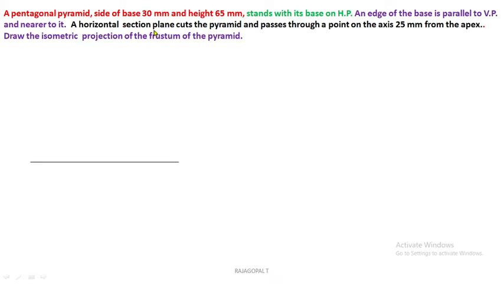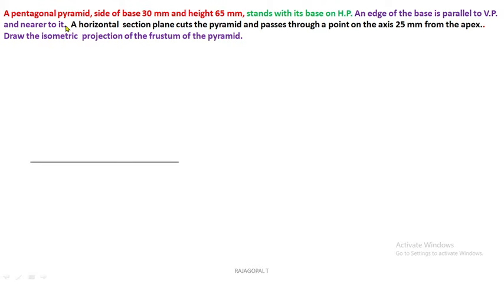One edge must be parallel to VP and nearer to VP. So in this case, one edge is parallel to VP, and that same edge will become perpendicular to HP. After the rotation of 90 degrees in the clockwise direction, that particular edge becomes parallel to XY and must be nearer to XY.